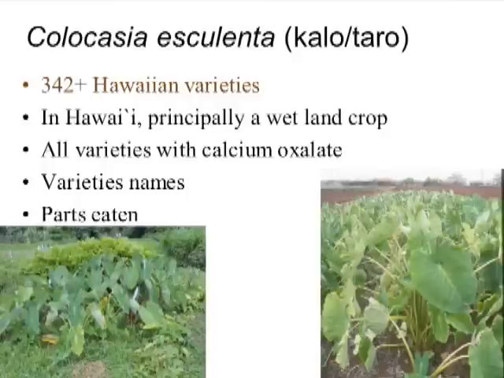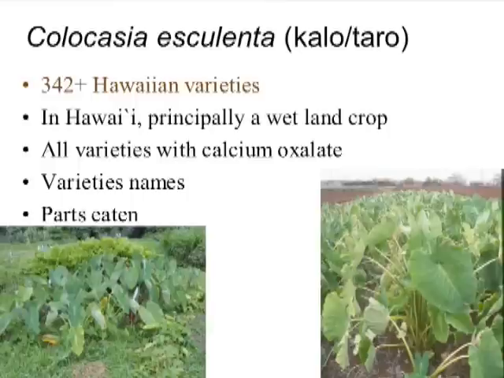In Hawaii, this was principally a crop of wetlands, and in fact this is one of the areas in which Hawaiians really excelled, was development of wetland agriculture. Now, kalo is grown in other parts of the Pacific in wetlands as well, so this is not a unique feature of Hawaii, but clearly Hawaiians probably had more land under taro agriculture than anybody else.